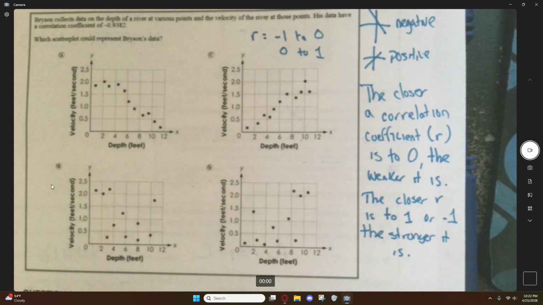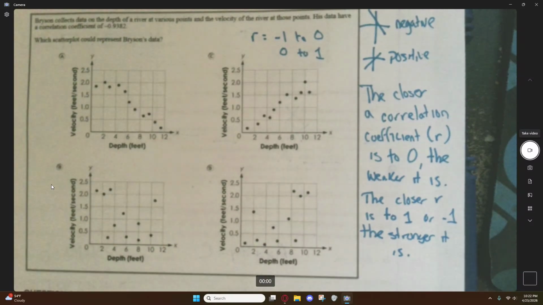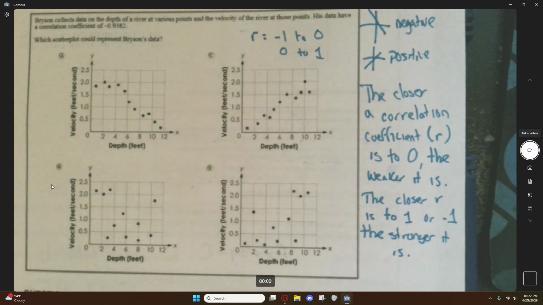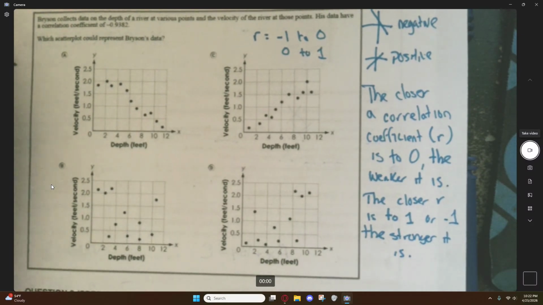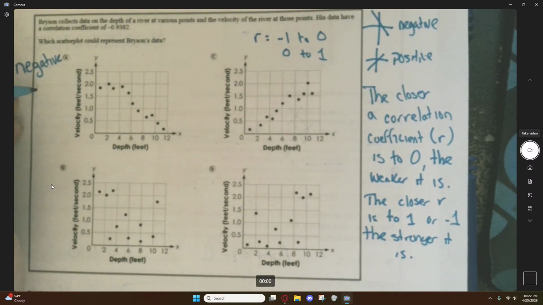So that brings us back to our question. This has a correlation coefficient of negative 0.9382. If I can get this to focus a little bit better, that would be great. So that means it is a negative graph, which means it's trending downward. And 0.9382 means that it is a strong correlation. So our line will be close to the points.